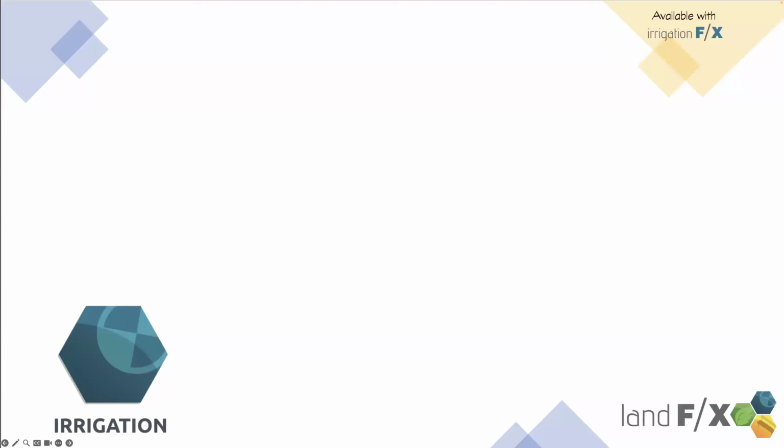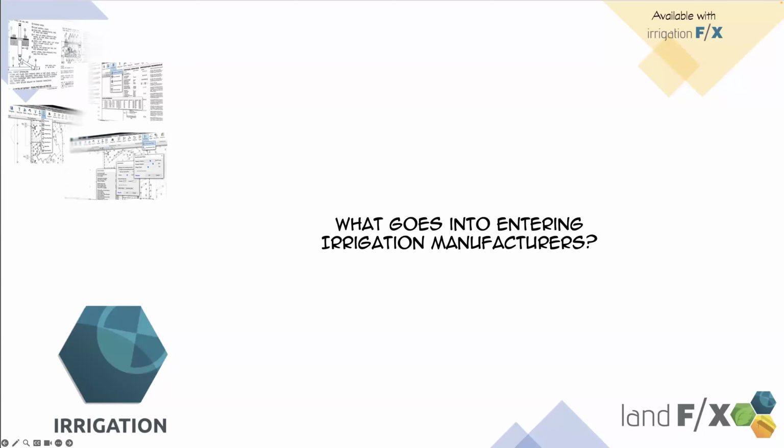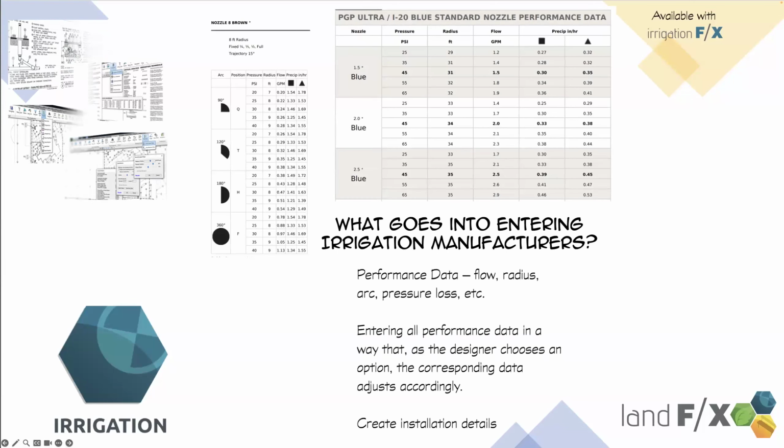What goes into entering irrigation manufacturers so that they can be specified by our designers and consultants? A whole heck of a lot of data. Within that performance data is the flow, radius, arc, pressure loss, etc. A lot of information goes in there. All that data is entered in a way that as the designer chooses a product, they can select additional options such as design pressure, radius reduction, as you saw with Jake, and the corresponding data adjusts accordingly. All of this is based on real-time data provided by the manufacturer.